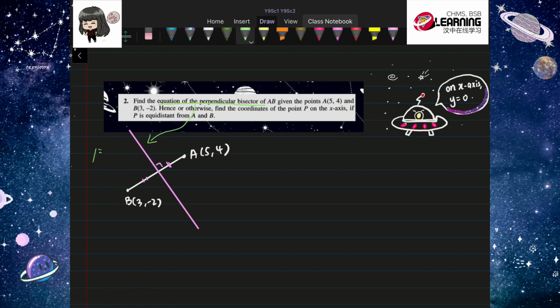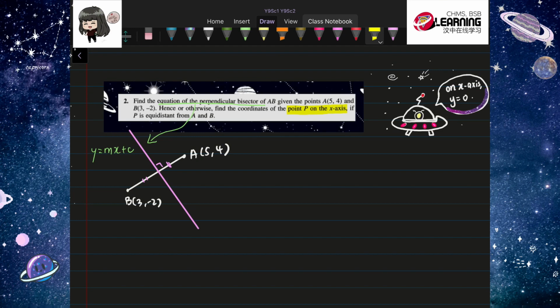So you're going to find y equals mx plus c. Okay, we are finding that line. To find that line, I believe for now you already know how to do, because I assume you already did your number 1 ABCD. You just follow the 4 steps to find the perpendicular bisector equation. And then hence or otherwise find the coordinates of the point on the x-axis. You see this point P on the x-axis.